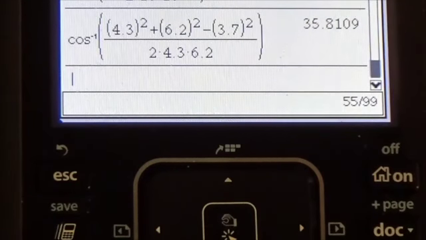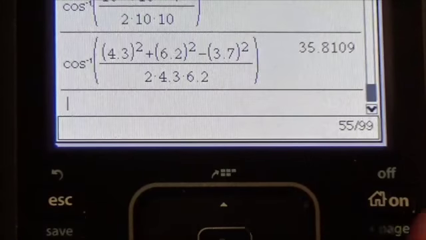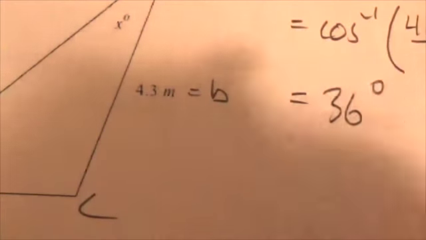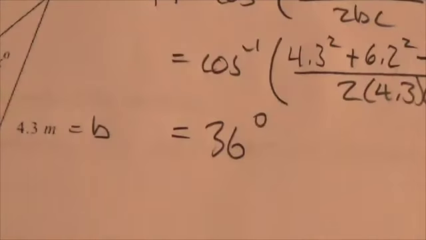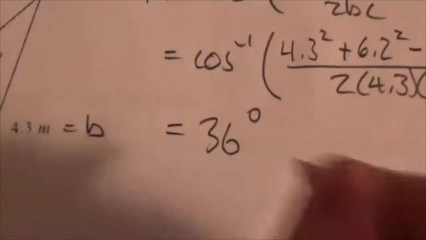And now I press enter to get the answer, and when I round that to the nearest whole degree, I get 36 degrees. Here we go, so the answer here is 36 degrees. And because the cosine law doesn't have the same sort of issues of ambiguity as the sine law, I know that that's the final answer.